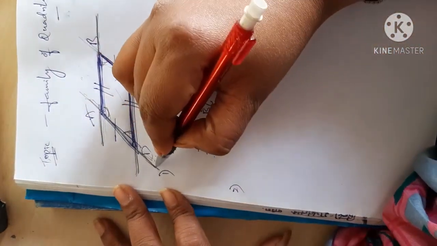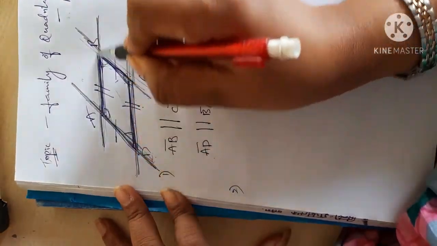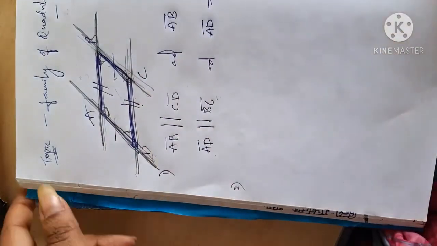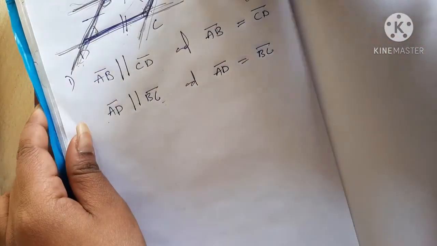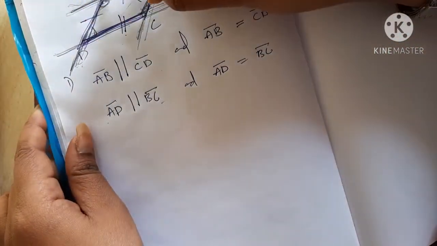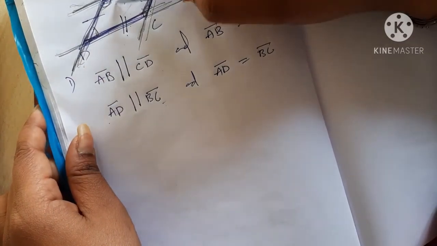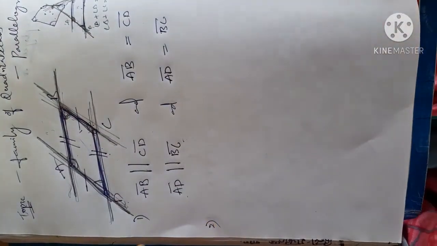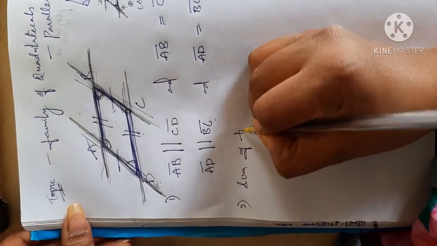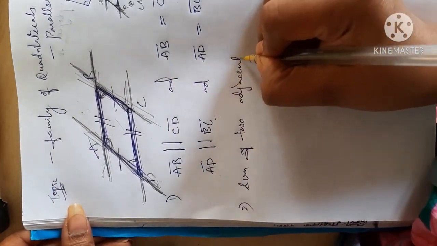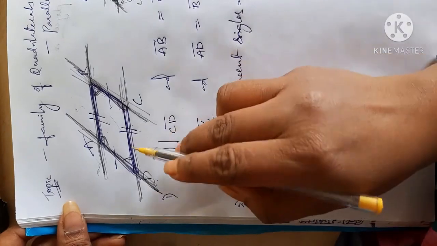Why? Because if you observe, AD is parallel to BC, and it is a transversal. If you rotate the diagram like this, now see, these two are parallel and it is a transversal. When it is a transversal, the interior angles on one side of the transversal are supplementary, which means angle A plus angle B is 180. So what I want to tell you is the second property: the sum of two adjacent angles is equal to 180 degrees in a parallelogram.